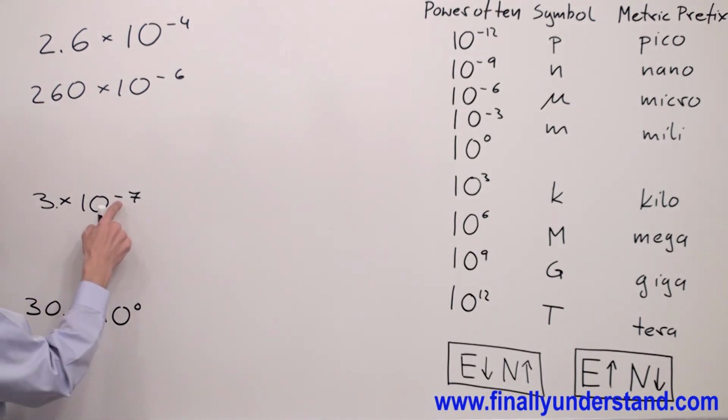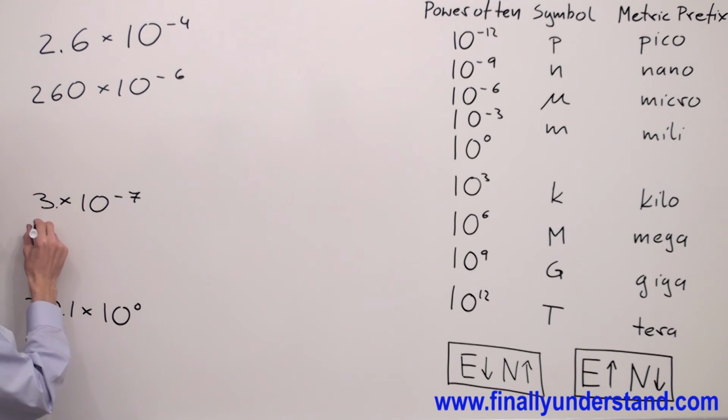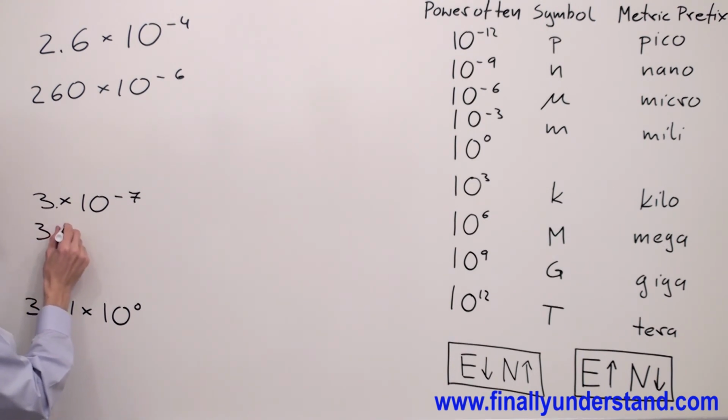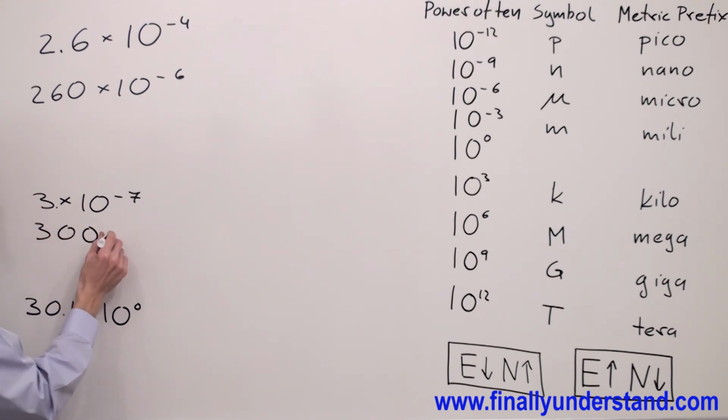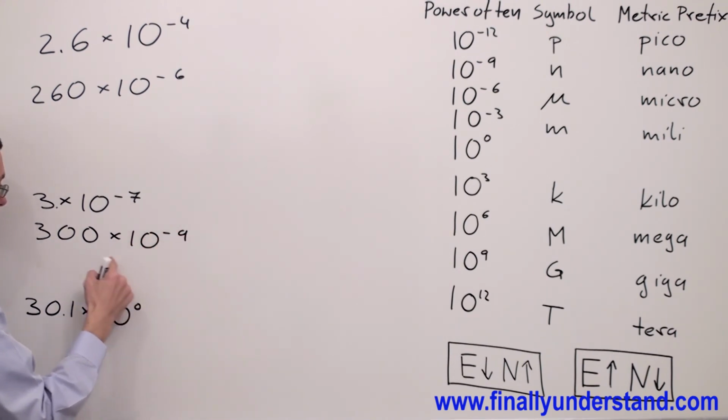So the difference between -7 and -9 is 2. That's why I have to move my decimal point twice to the right. That's why I'm going to have 300 times 10 to -9. And this is the solution to my problem.